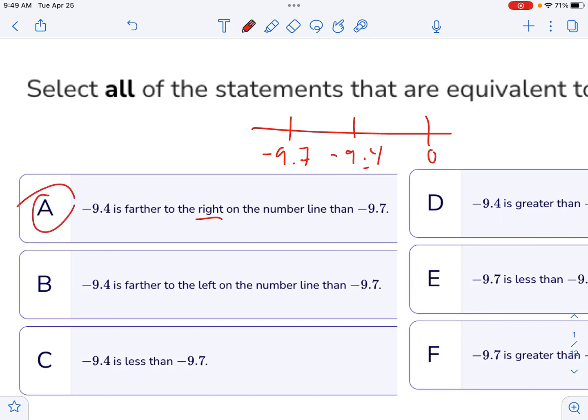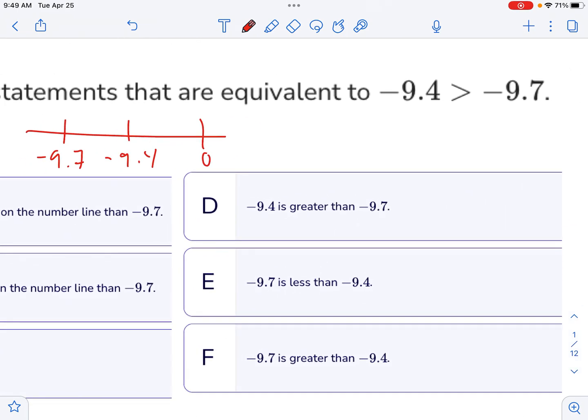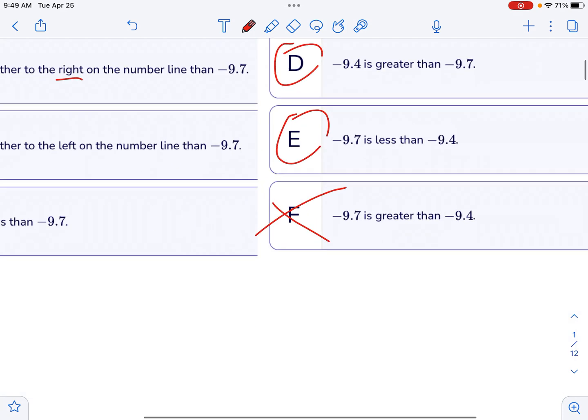-9.4 is further to the left on the number line. Nope, it's to the right. That is not true. -9.4 is less than -9.7. It's not less, it's bigger. It is closer to 0 in the negative numbers. -9.4 is greater than -9.7. It is greater, totally greater. -9.7 is less than it is. It's super less. -9.7 is greater than -9.4. You know what? If both those numbers were positive, that would be true, but they're negative, so not true.